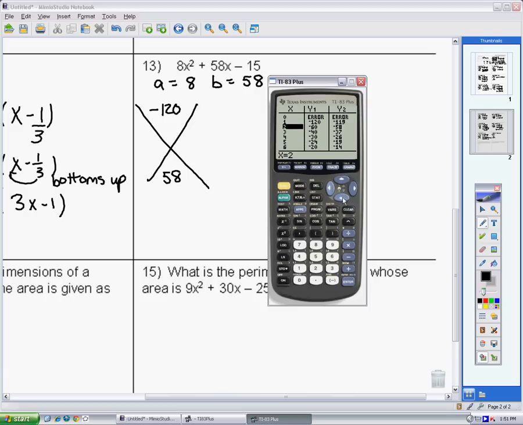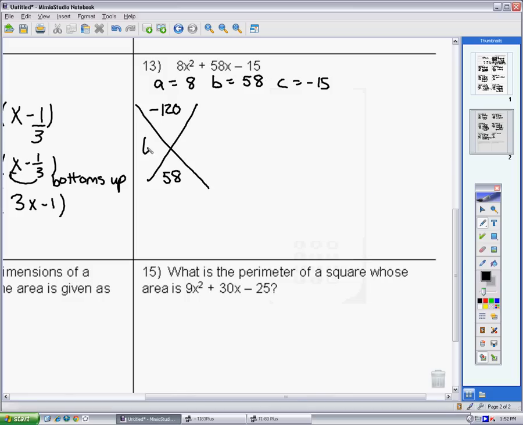So it looks like I need to go down to 58. Keep scrolling. Oh, there it is, 58. So that means my factors are 60 and negative 2. So I'm going to have x plus 60 times x minus 2. And I'm going to divide by my leading coefficient of 8. And I'm going to simplify.